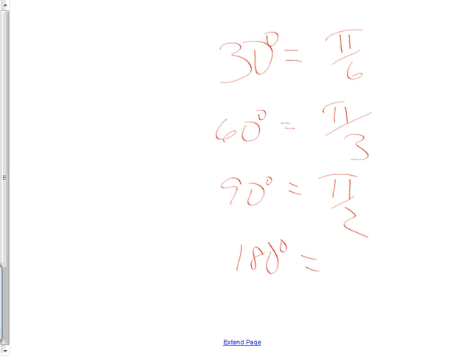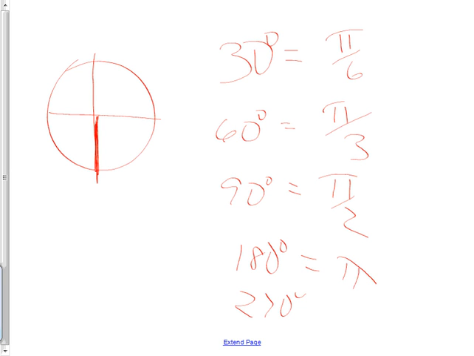What is it? Pi. And then let's just go with one more that you should know like the back of your hand. The one that's between, it's this spot right there. What's that one? 270. And what's that one? 3 pi over 2. It's more than 1 pi. You got to think of it that way.